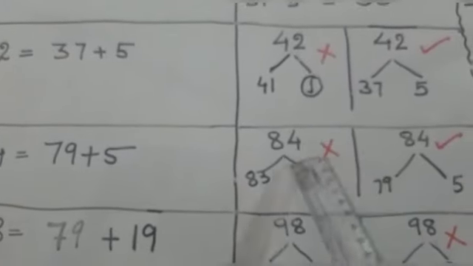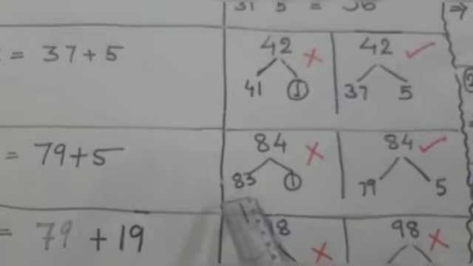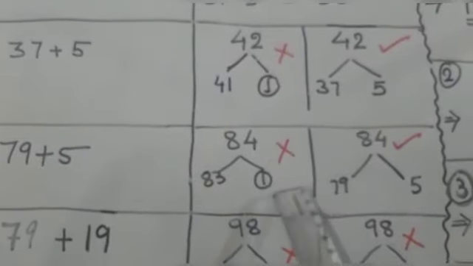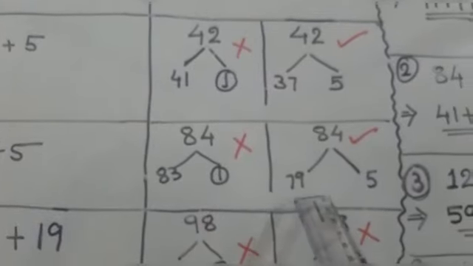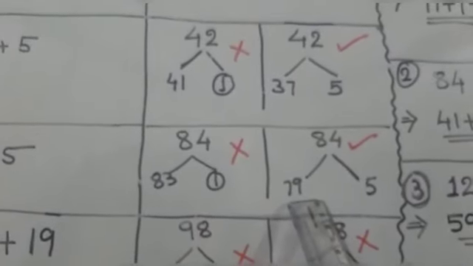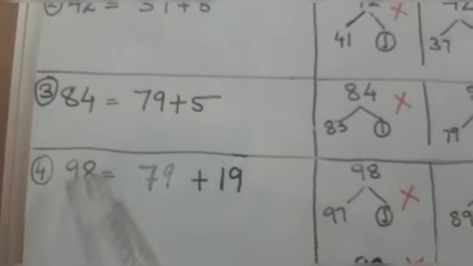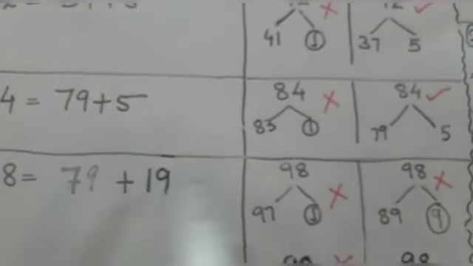Next, 84. The greatest prime number less than 84 is 83. 83 plus 1 is 84, but 1 is neither prime nor composite. So we have to take the next prime number, 79. 79 plus 5 is 84, and both are odd primes. So 79 plus 5 is 84.